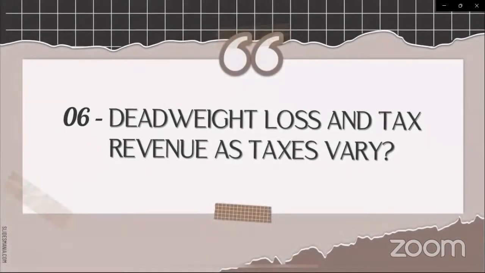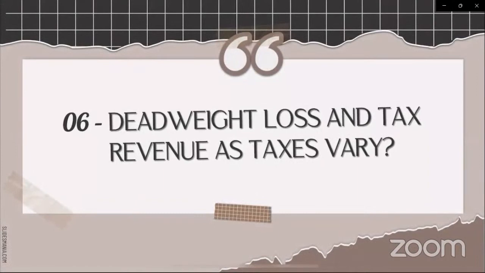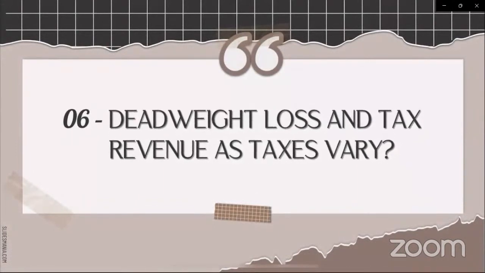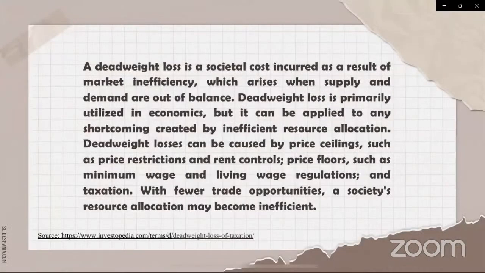Now we come to the last part of this video: deadweight loss and tax revenue as tax varies. A deadweight loss is a societal cost incurred as a result of market inefficiency, which arises when supply and demand are out of balance. Deadweight loss is primarily utilized in economics, but it can be applied to any shortcoming created by inefficient resource allocation.